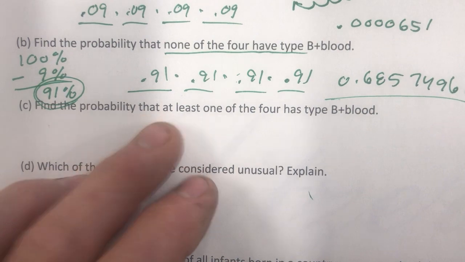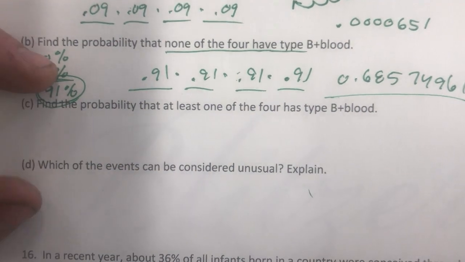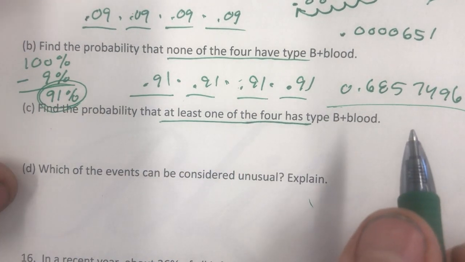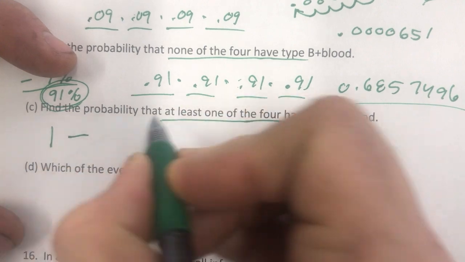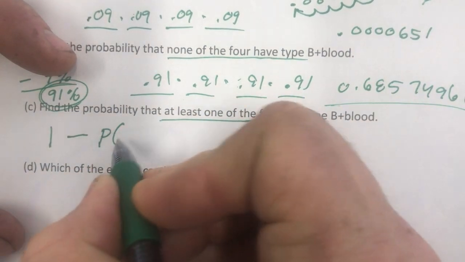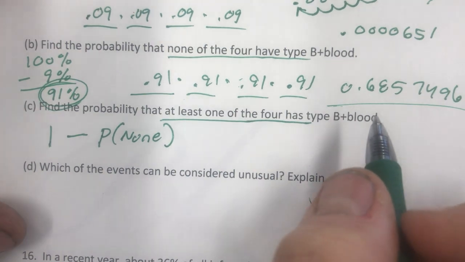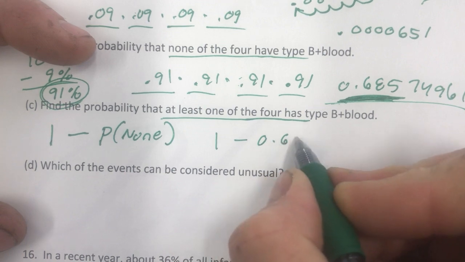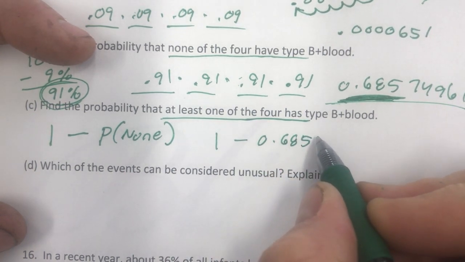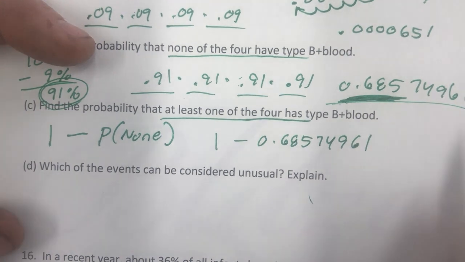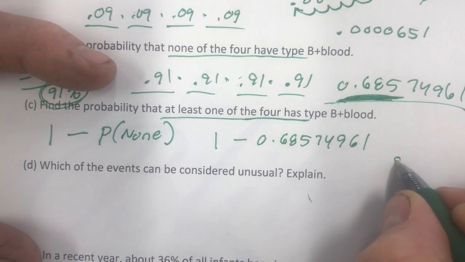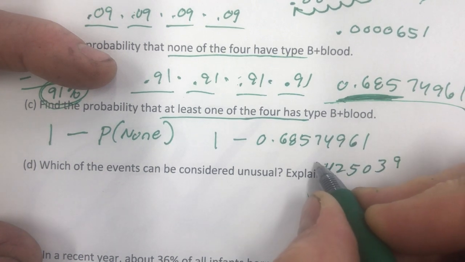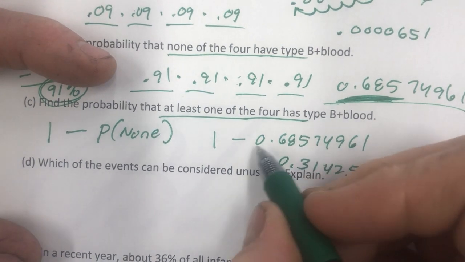Next one says find the probability that at least one of the four has type B. At least one of the four has type B blood. All right, so that's going to be 1 minus the probability that none of them have type B blood, which we just did right here. So this is going to be 1 minus 0.685744961, whatever. Okay, so if I subtract that, it's going to be 0.3142... So that's what that'd be right there.